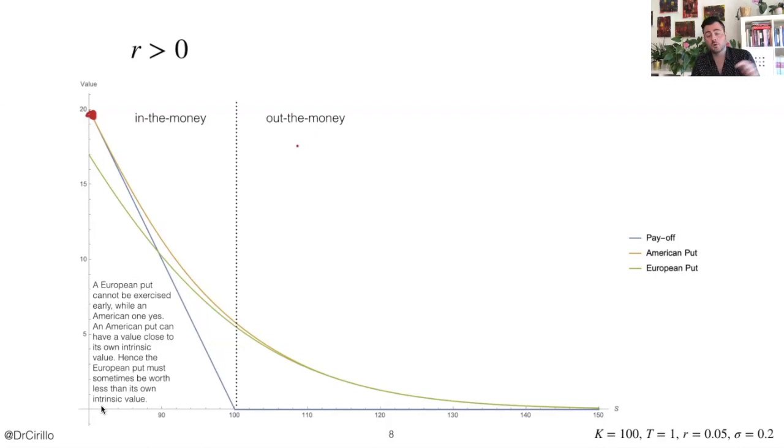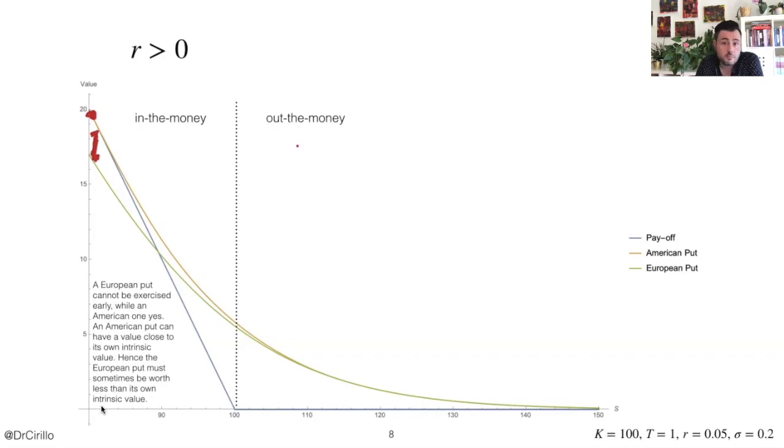And moreover, what we have just shown is that for every t, the value of the European put is always smaller than or equal to the value of the American put. So it totally makes sense that there are situations in which the value of our American put coincides with the payoff, and the European put, needing to be smaller than or equal to it, might be below its own payoff.